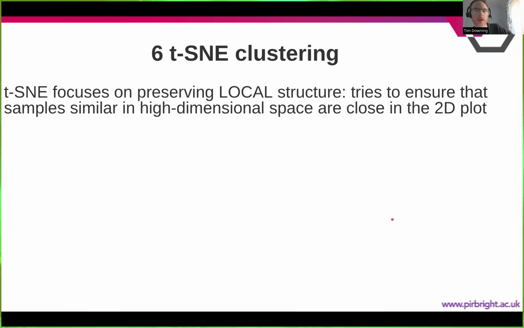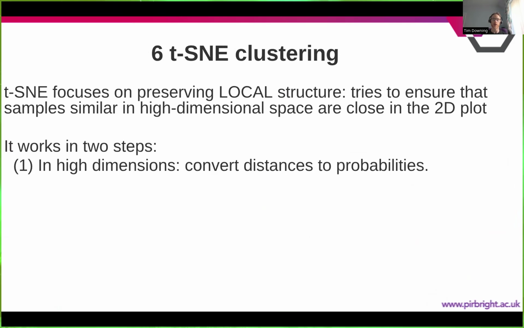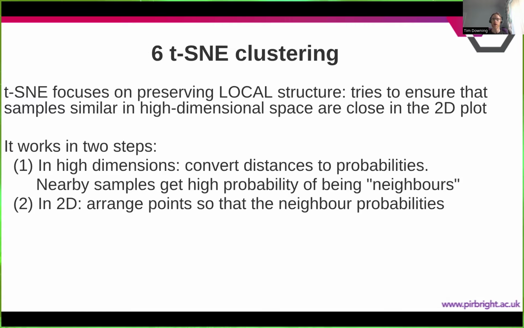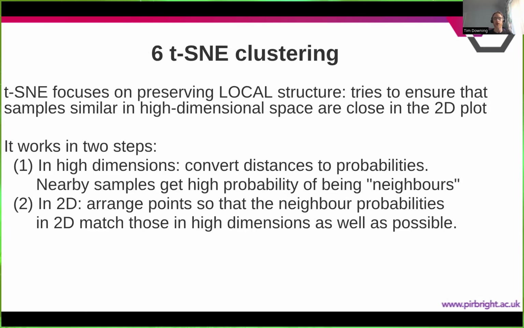t-SNE focuses on preserving the local structure, and tries to ensure that samples similar in high-dimensional space are close together in the 2D plot. It does not really preserve the global structure at all. There are two steps for achieving this. It converts the distances into probabilities, and samples that are closer together get a high probability of being neighbors in the 2D plot. It then tries to rearrange the points in the 2D plot to match those in high dimensions as well as possible.